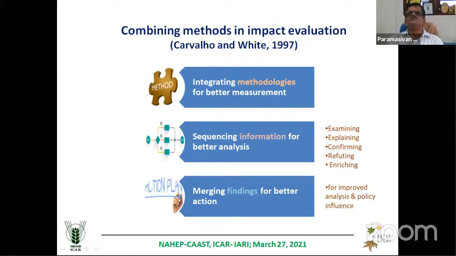constructs and concepts. Initially, you are using the qualitative methodology for generating the constructs when there is little information available. Those constructs are defined quantitatively in the later stages, and based on that, the relationship between the constructs and how they interact with each other to produce an impact, to produce an effect, you go for a quantitative methodology. So you are integrating quantitative and qualitative methodologies for better measurement of the constructs.